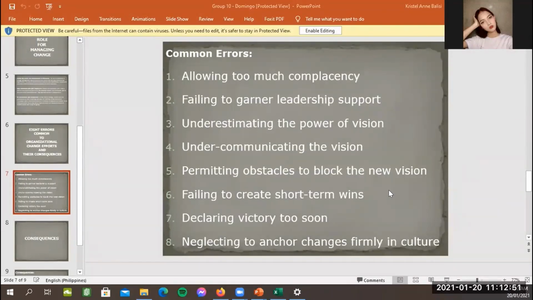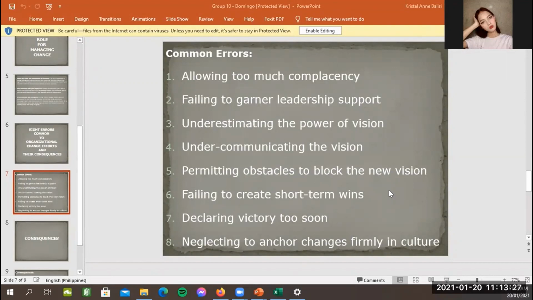The third common error is underestimating the power of vision. Kotter says that if we cannot communicate in 5 minutes or less the vision that is driving a change initiative and get a reaction that signifies both understanding and interest, you are in trouble. Underestimating the ability of your organization to see opportunity and achieve the vision is when you are blocking your organization's ability to make the vision powerful and possible.